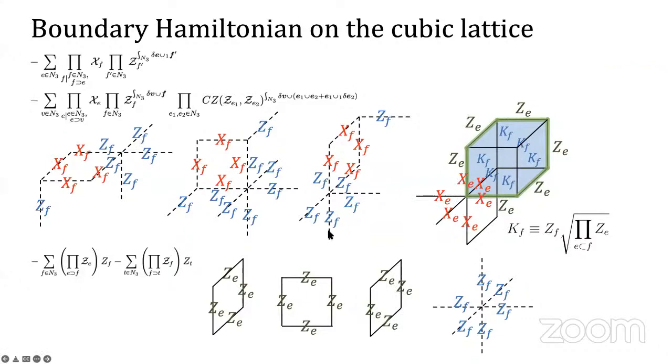Okay, but on the leftmost figure, I see ZF on an edge. So the dashed line is the face here. It's in a dual lattice. The dashed line, okay, yeah. So the dash is a dual cubic lattice. Right.